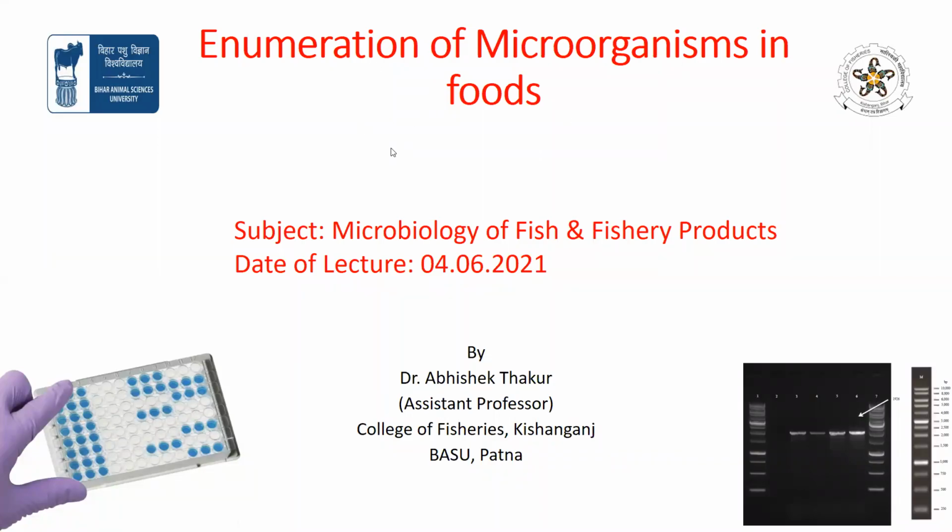So I think in the last class we discussed the enumeration of microorganisms in food. We studied the different methods by which we can count the microorganisms in food. There is a direct method and an indirect method. Direct methods mean we are directly counting the microbial cells. We have different methods: the direct microscopic count, and direct counting on the membrane filter.